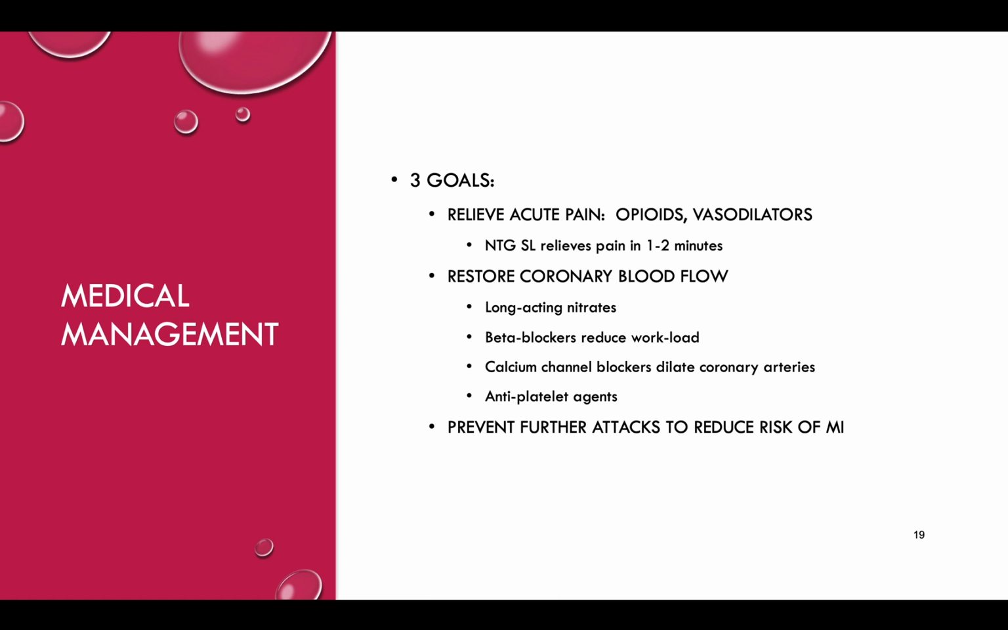Okay, so when we talk about medical management of angina, we're trying to relieve pain, we're trying to restore blood flow, and we're trying to prevent further attacks. So how do we do those things? Well, when someone has an acute onset of angina, sublingual nitroglycerin is really great. This is a vasodilating medication, which means it's going to open up the blood vessels. So if I have chest pain because my blood vessels in my heart are narrowed and I open those up, it makes sense that as that blood flow and oxygenation is restored, my chest pain is going to get better.